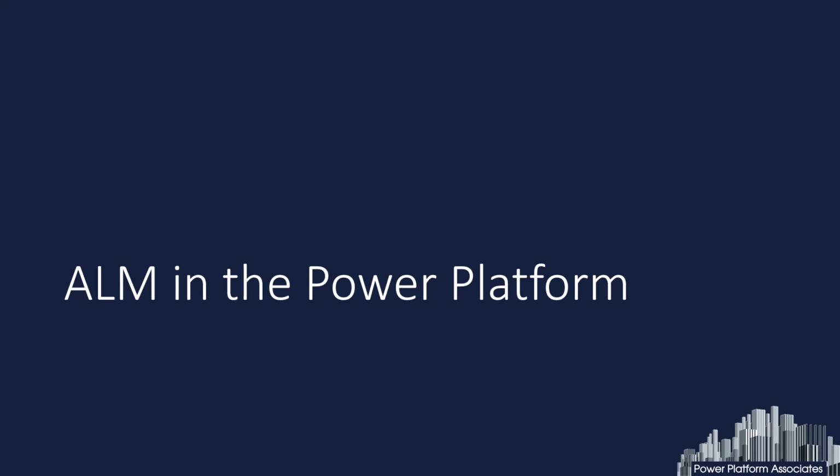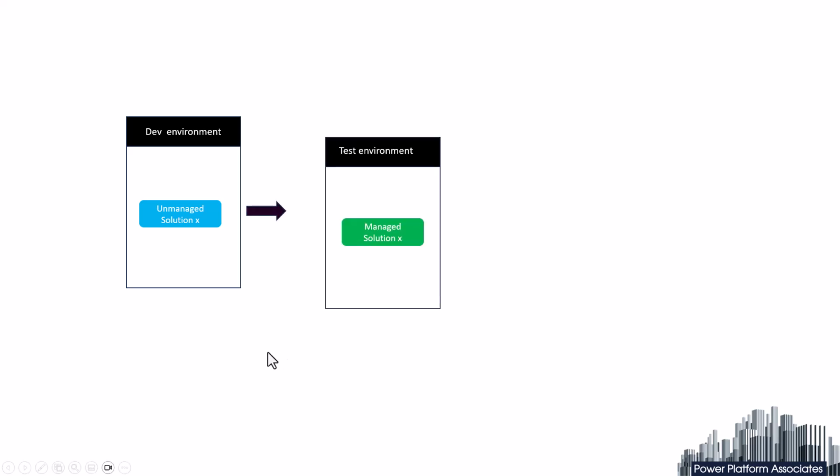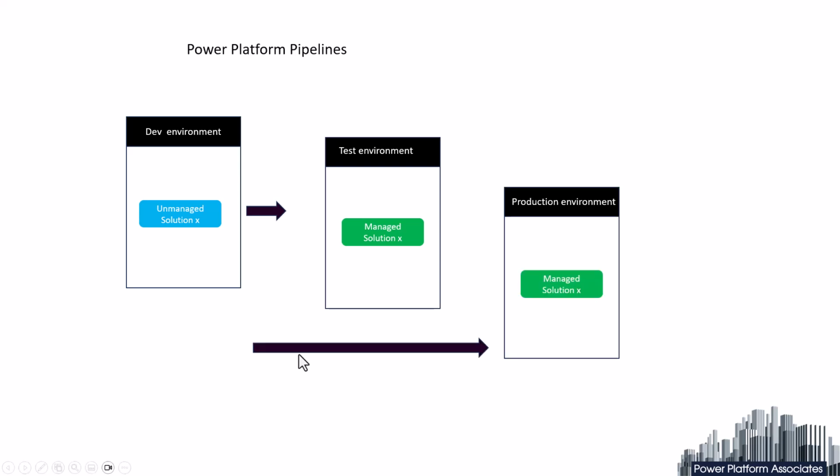First, let's briefly summarize the ALM process in the Power Platform. Following best practices for ALM, Application Lifecycle Management, we should create our solution in a development environment where the solution remains unmanaged, allowing the source code to be accessible and modifiable. We then deploy the managed solution to both the test and production environment. This deployment can be carried out using Power Platform pipelines or the Power Platform build tool for Azure DevOps, which also provide source control by storing the source code in a Git repository.